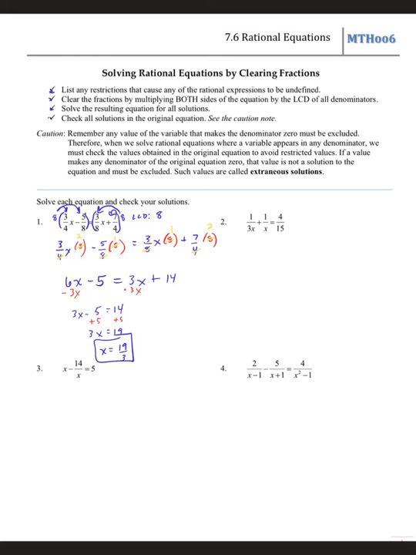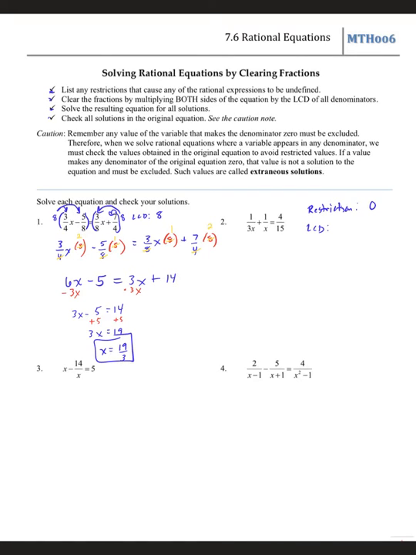So here the restriction, or you can see in the note above, the restriction would be 0. That means that we cannot have an answer as 0. And we'll get to the extraneous solutions here in a minute. So now what we have to do is identify what the least common denominator is going to be.